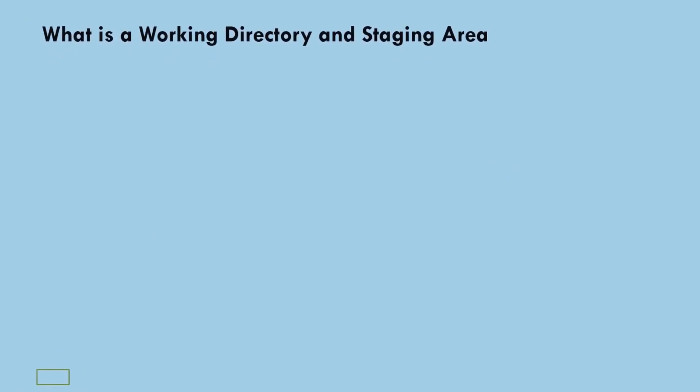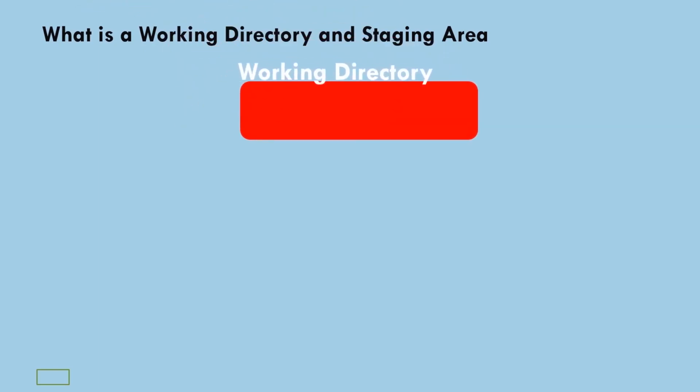What is a working directory and staging area? Whenever a developer commits the code, Git looks for the files present in the staging area. Only the files present in the staging area are considered for commit, and not all of the modified files. Let us see the basic workflow of Git.